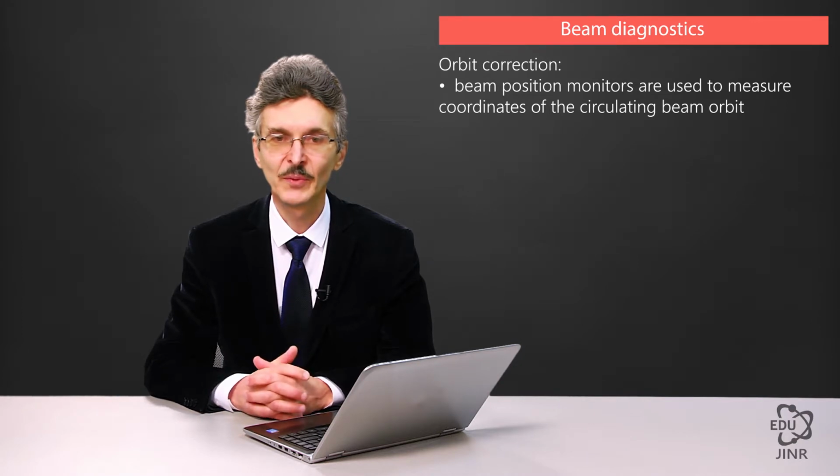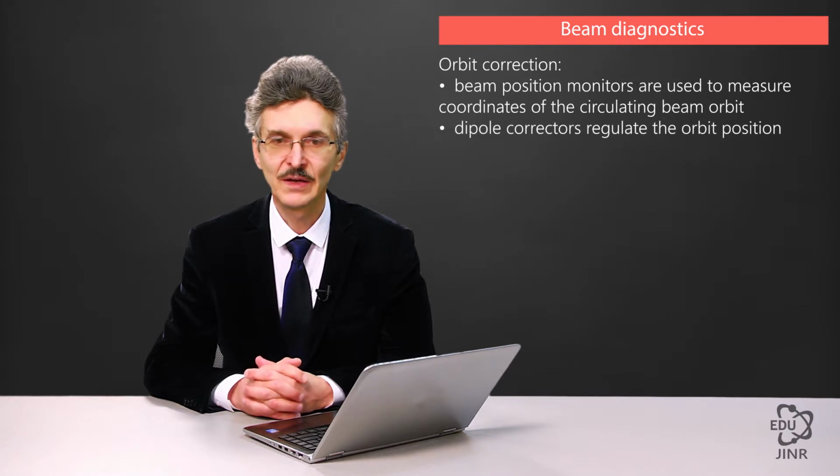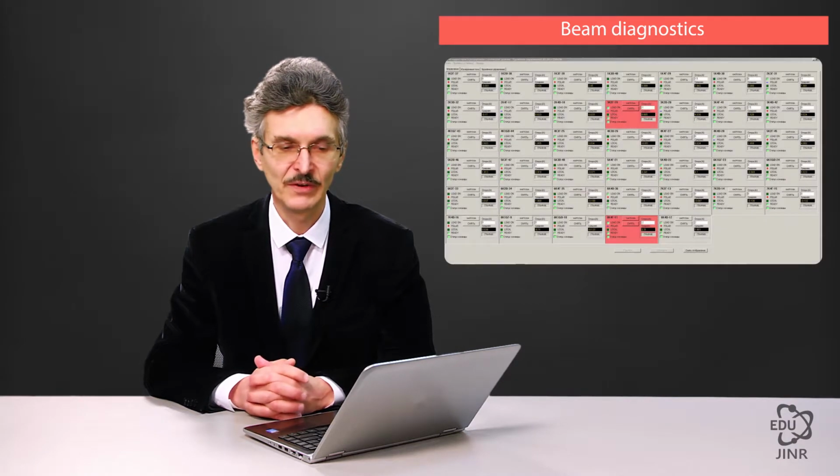The position of the beam is measured at the location of each of these detectors. In order to correct the orbit, that is, to give it some necessary properties, 42 correcting magnets are used. The control window of these magnets can be seen in this slide.